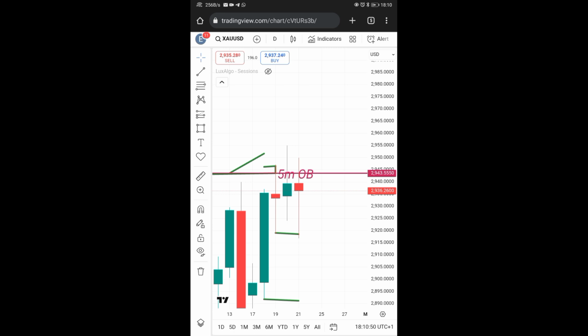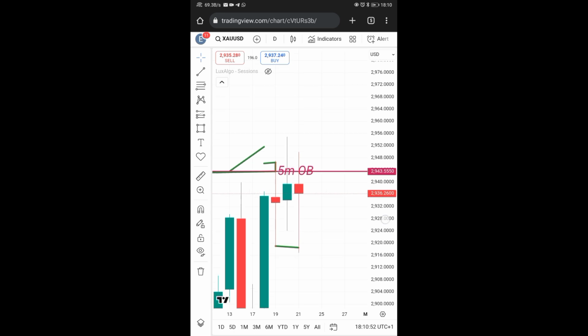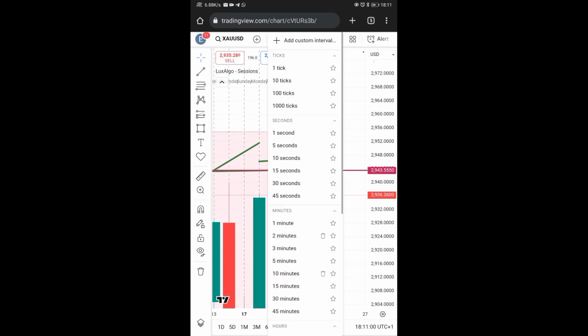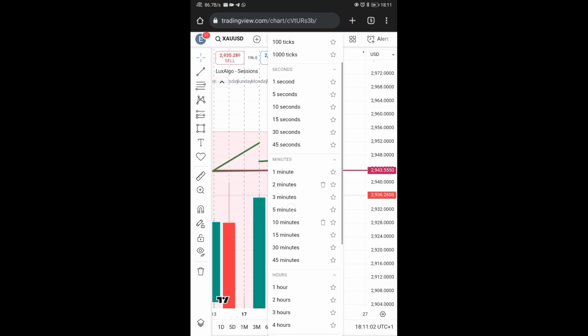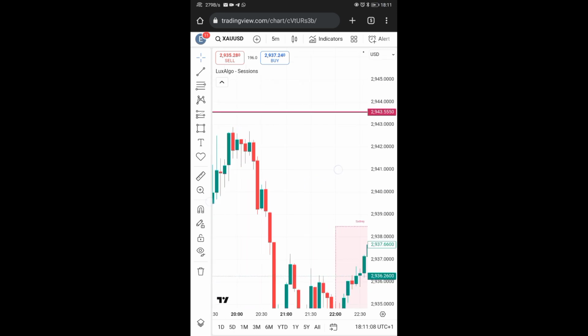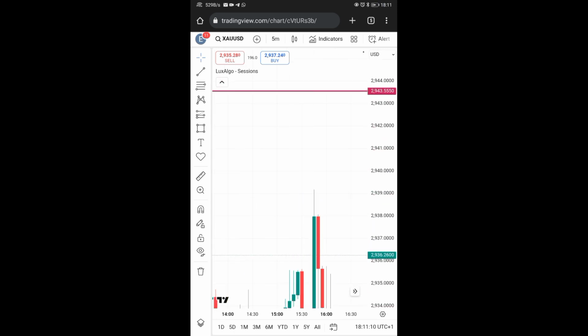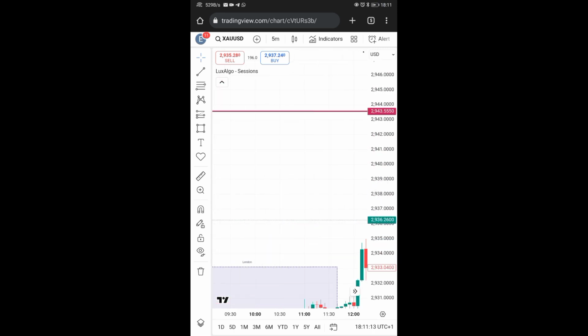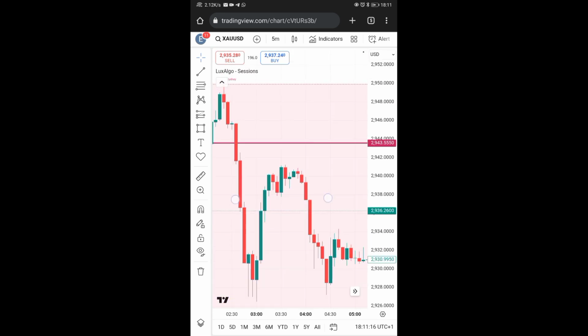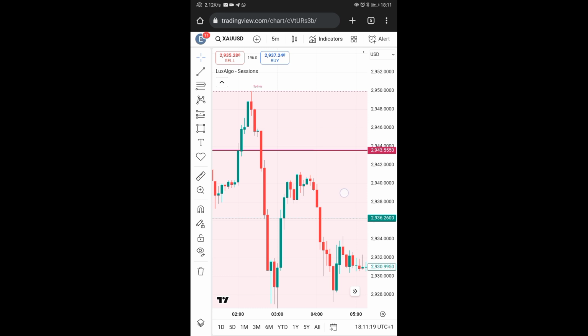Right here we have a lot to do. There is something I forgot to tell you. Okay, let's go back to the 5 minutes. Like I always emphasize, you take the trade on 1 minute, but that doesn't mean you cannot take it on 5 minutes if you want. It depends on your risk appetite.